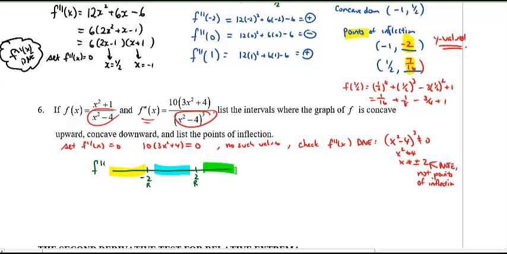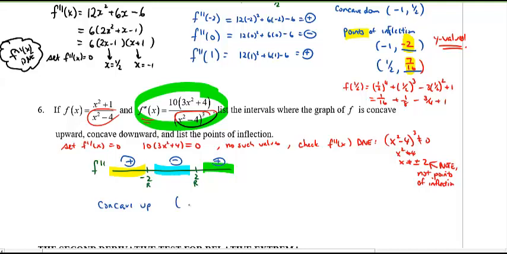And then when you test it out, once again, you're plugging it into the second derivative. So you can plug it in, I will get you the answer. I think this one's also positive. This one's negative. This one's positive. So once again, concave up would be the region from -infinity to -2, and also 2 to infinity. Concave down would be the region from -2 to 2. And once again, no points of inflection for this example.